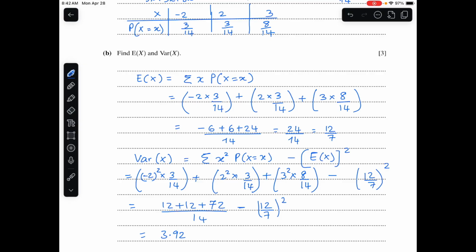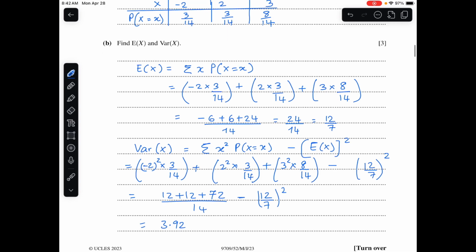Remember, your answers have to be correct to 3 significant figures. Otherwise, you're going to lose marks at every question. Well, with E(x) and Var(x), you can leave it as a fraction, but the rest of it has to be 3 significant figures, right? Let's move on to the next question.